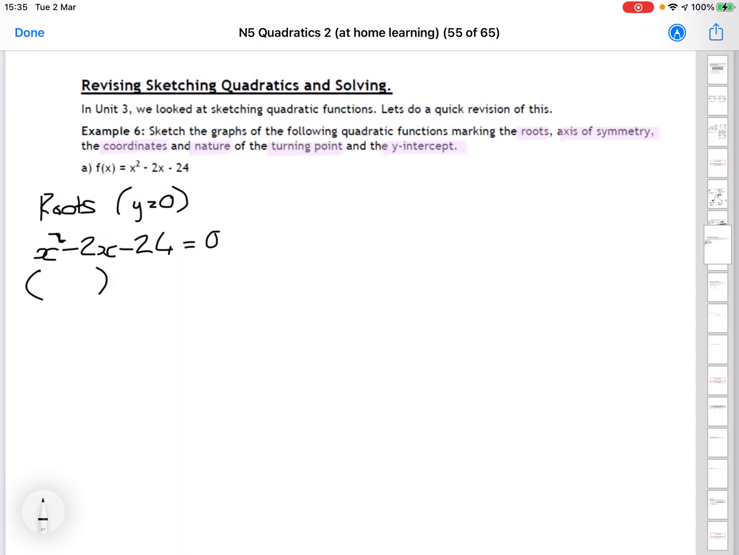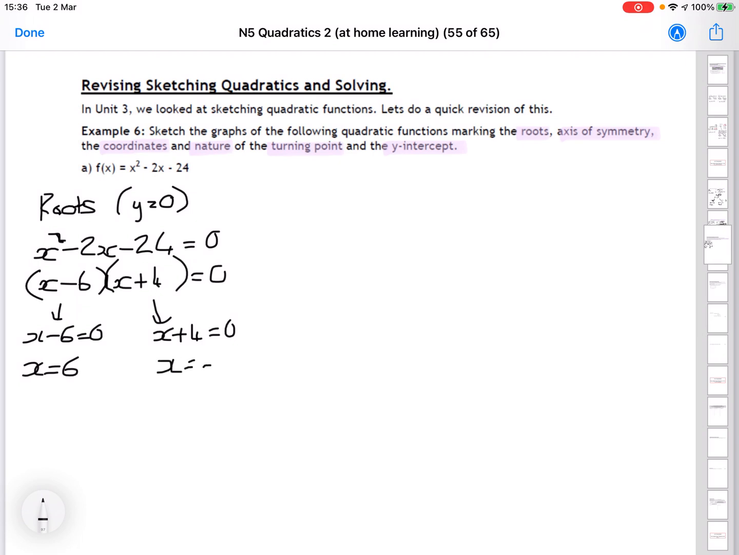So this is your trinomial and it'll go into double brackets. So the numbers that multiply to minus 24 but will add up to minus 2 in the middle, we're going to have minus 6 and plus 4. So we have x minus 6 equals 0, so x is 6. And we have x plus 4 equals 0, so x is minus 4. So our two roots are going to be (6, 0) and (minus 4, 0).